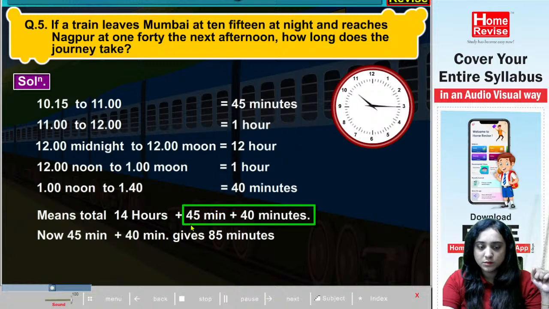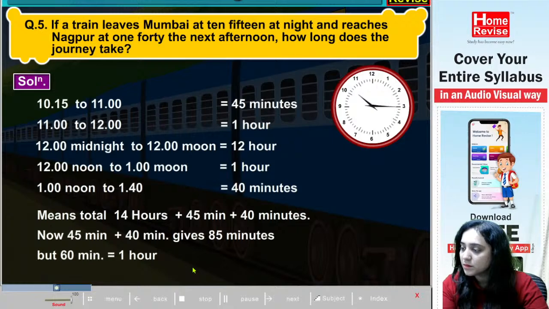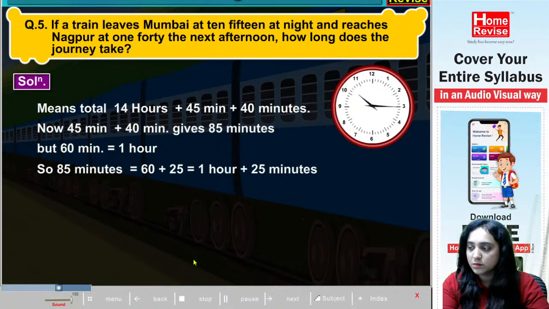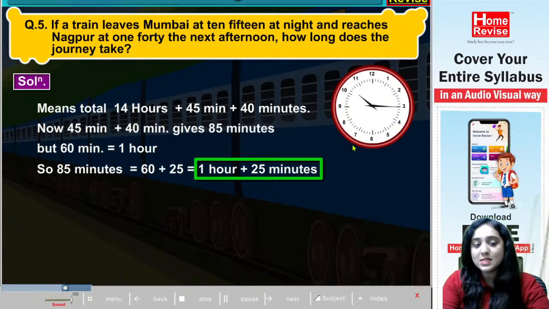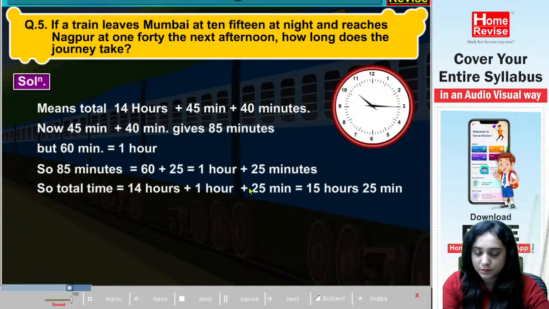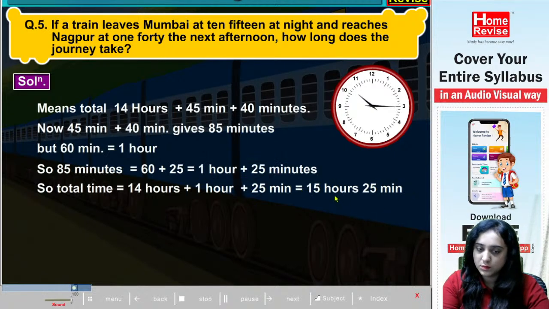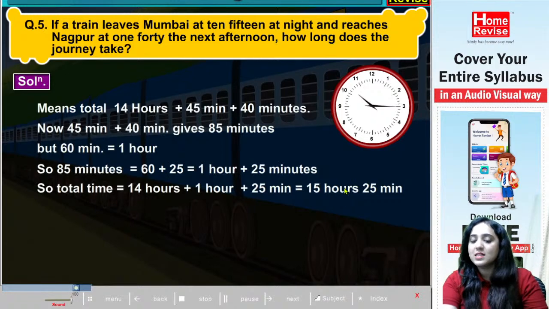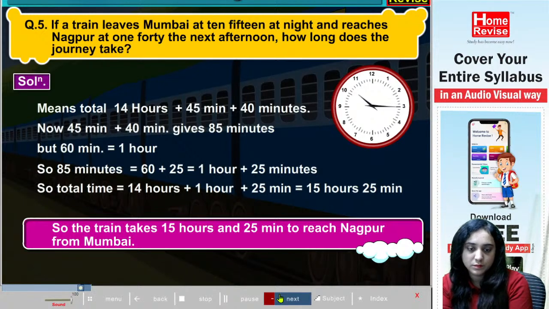Now 45 minutes plus 40 minutes gives 85 minutes. But 60 minutes is equal to 1 hour. So 85 minutes is equal to 60 plus 25, which is equal to 1 hour plus 25 minutes. So the total time is equal to 14 hours plus 1 hour plus 25 minutes, which is equal to 15 hours 25 minutes. So the train takes 15 hours and 25 minutes to reach Nagpur from Mumbai.